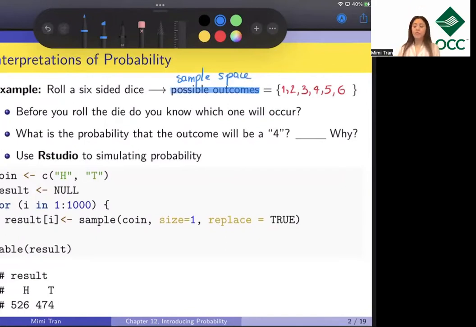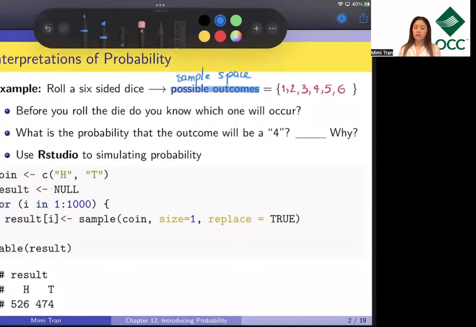Okay. Before you roll the dice, do you know which one will occur? No, you don't. What is the probability that the outcome will be a 4? 1 out of 6, right? Because there are 6 possible outcomes. The probability you can get a 4 out of 6 possible outcomes is 1 out of 6.